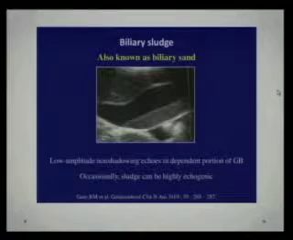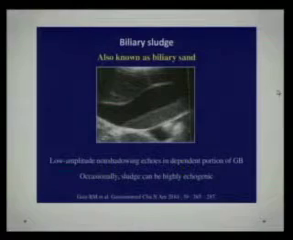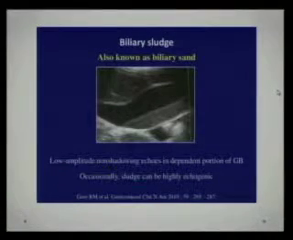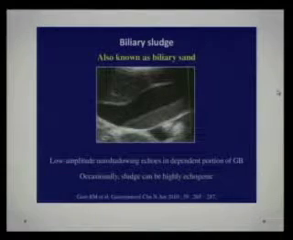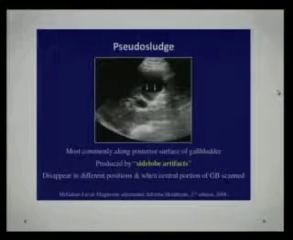All right. So simple biliary sludge, also known as biliary sand. Why? Because it just looks like sand. It's grainy, it's like gravel. It's low amplitude, non-shadowing echoes in the dependent portion of the gallbladder. Occasionally sludge may be highly echogenic, but remember the sludge can move as the patient moves, it'll move as a layer, and there will be no posterior acoustic shadowing in simple biliary sludge.